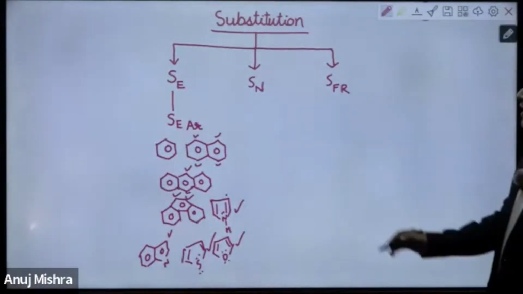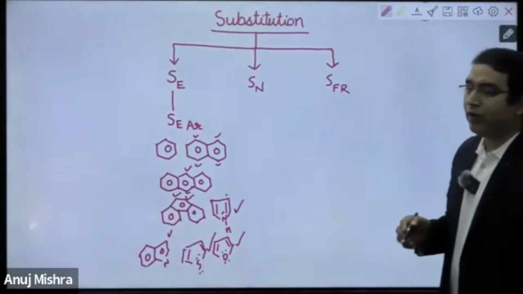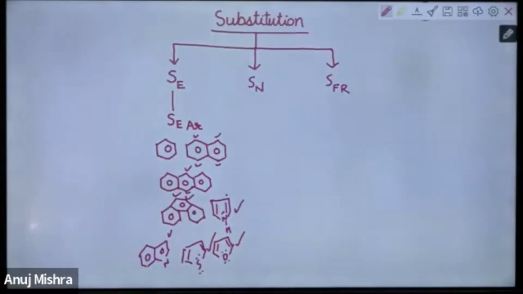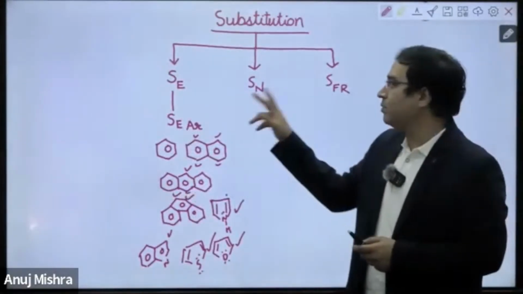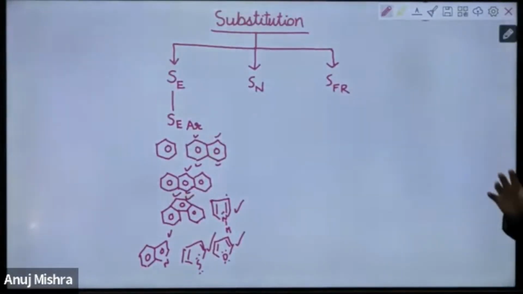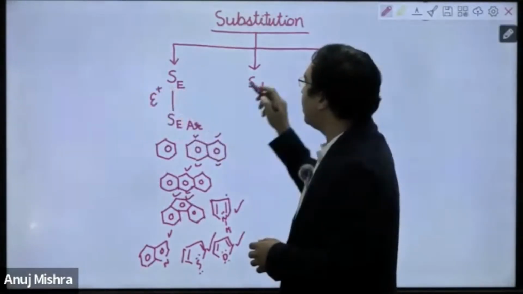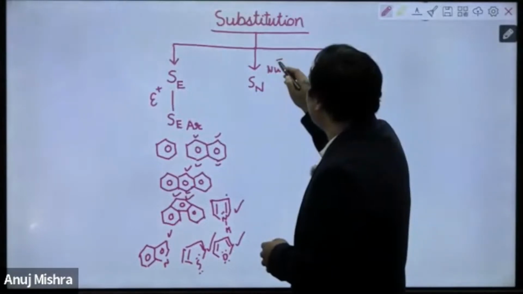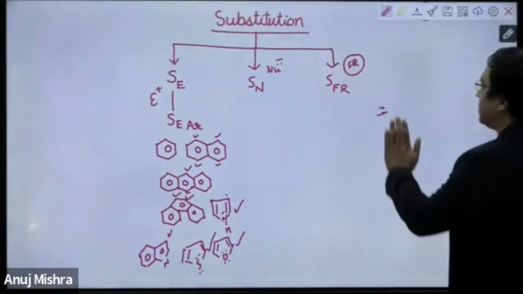Now coming to the next part, the SN part. SN is substitution nucleophilic, where a nucleophile is involved in substitution. What is substitution? A group comes and replaces. In SE, an electrophile comes and replaces. In SN, a nucleophile comes and replaces. In free radical substitution, a free radical forms and then replaces. So the work being done is the same, right? But the mechanism is different. It is governed by E plus, by Nu minus, and by Fr or free radical. That is the key difference in all these cases.